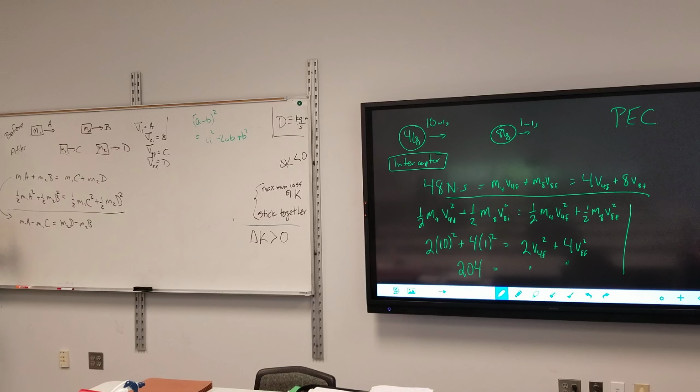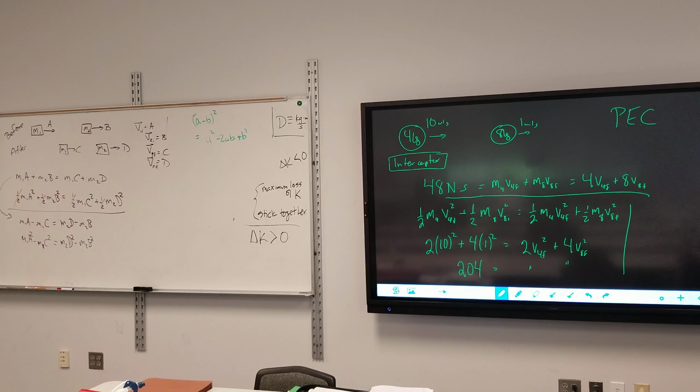Something very similar here. I am going to do one step beforehand. I'm going to multiply each term by 2 to get rid of those 1/2s. And so I end up with M1 A squared minus M1 C squared equals M2 D squared minus M2 B squared. It almost looks nicer.